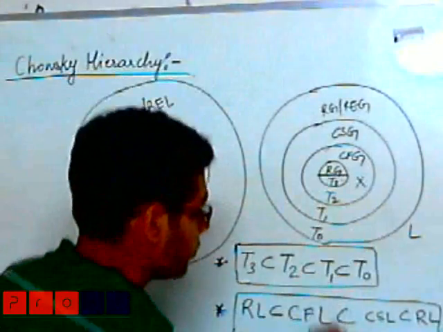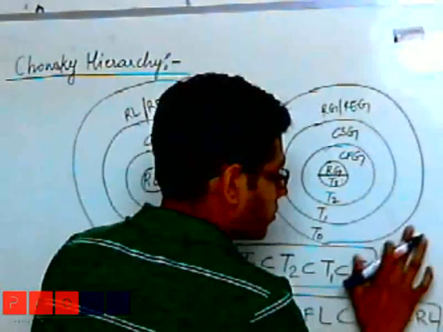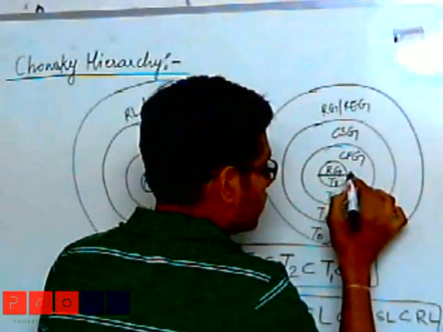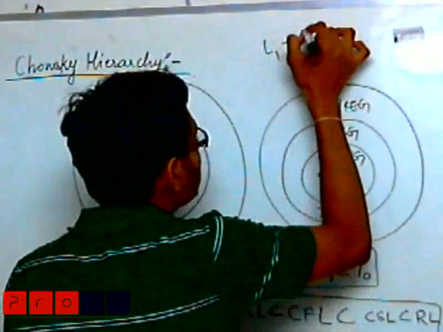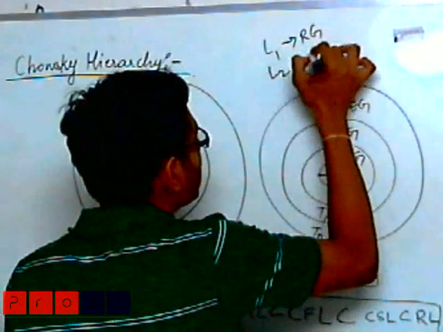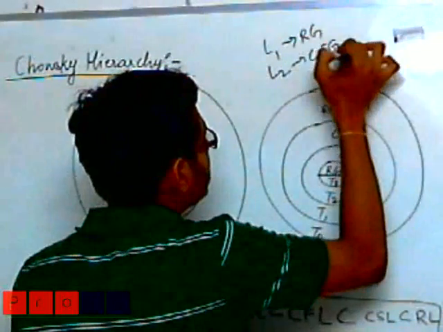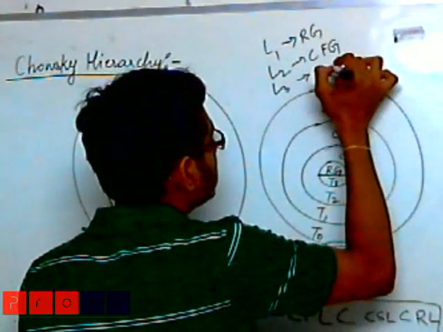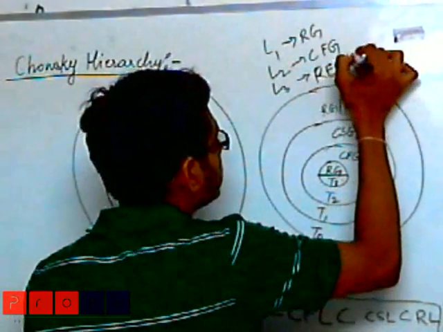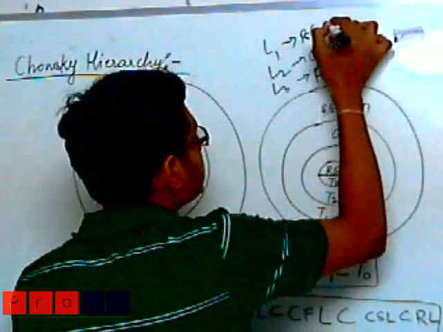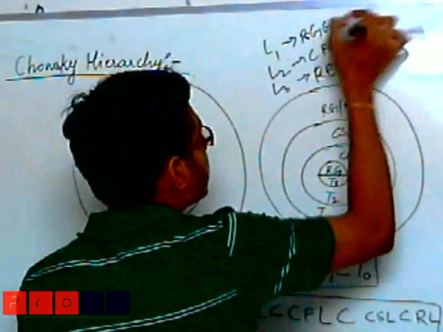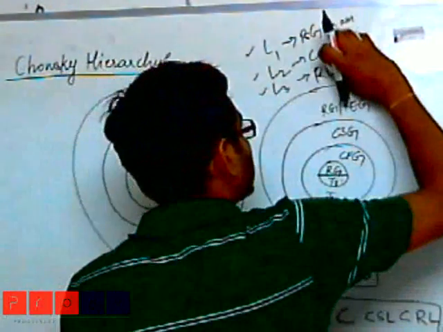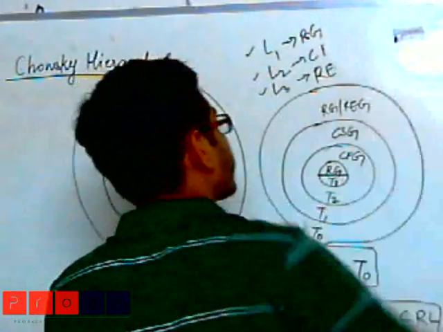Okay. To be more clear, I should give an example. Suppose L1 is RG. L2 is CFG. L3 is, let's say, RG. I mean, recursive enumerable grammar or recursive grammar. This is regular grammar, actually. Possibly, I should use language here. I am wrong. I'm sorry.